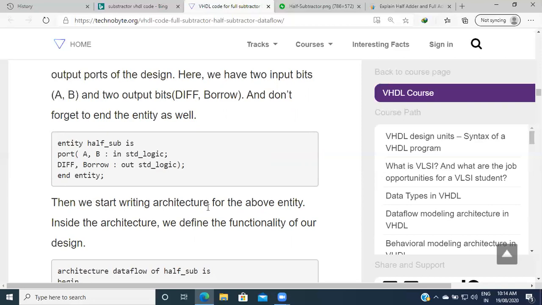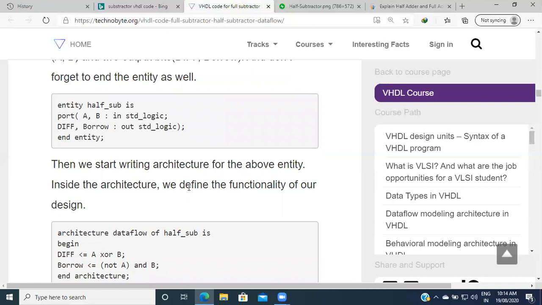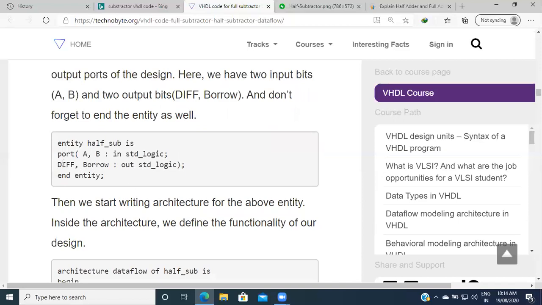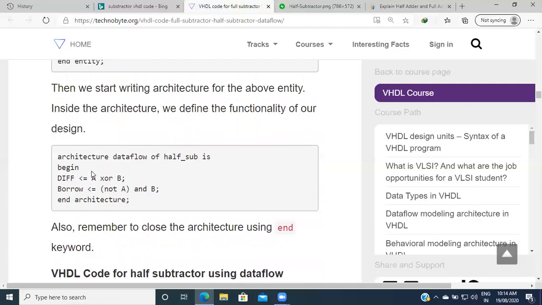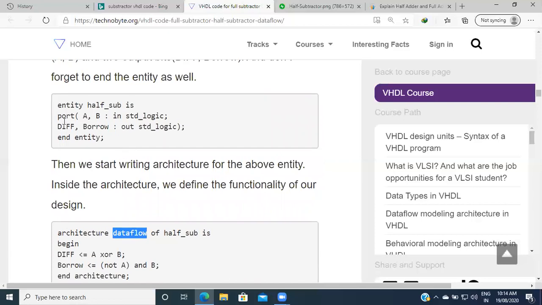Then we start writing the architecture. Here the input output declaration we have given. After that, the architecture of behavioral, how that function can work for this half subtractor. Remember that in that half subtractor only difference and borrow are available. So in that architecture design flow, the architecture name is given as, so here we have given the entity name. Entity name is half subtractor. So here architecture name is data flow of half subtractor, or here the data flow of entity.